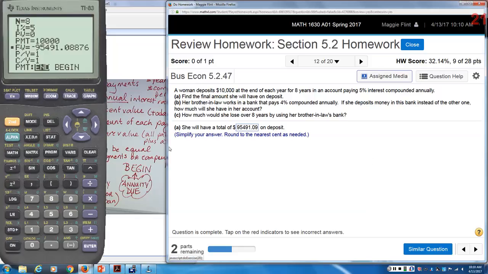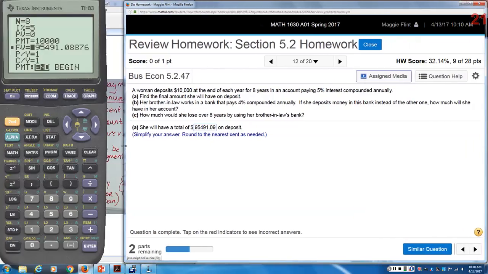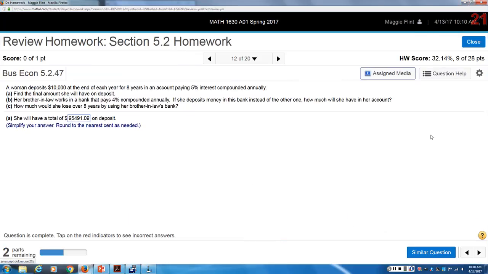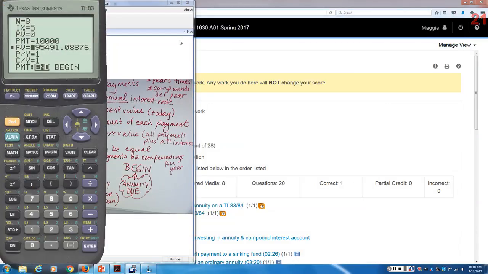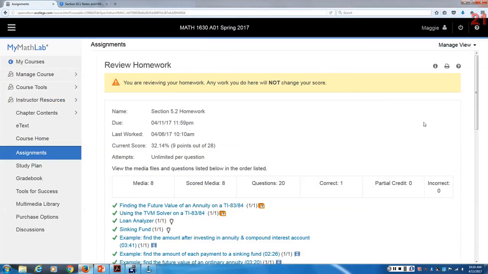Now, unfortunately, it will not let me go to part B at this point, I don't think, because I don't have a check answer button. Unless it's hiding it from me. No. Let me go back.